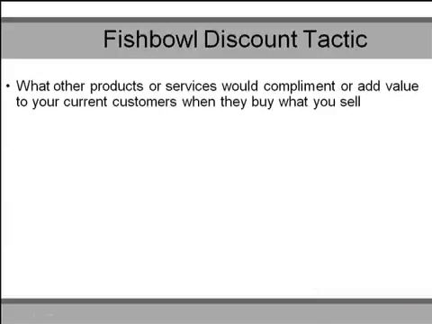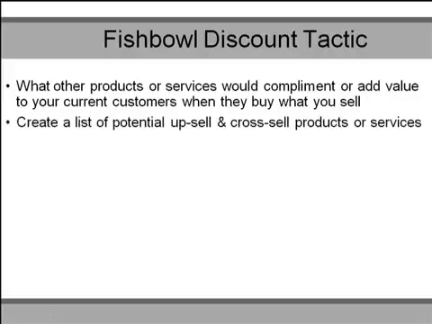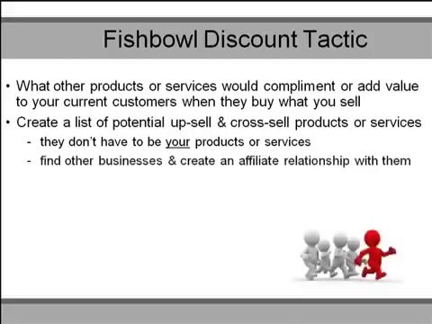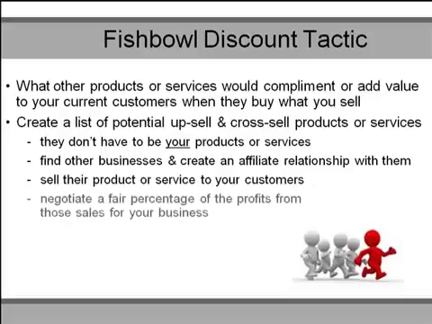Begin by asking yourself what other products or services would complement or add value to your current customers when they buy what you sell. Create a list of potential upsell and cross-sell products or services. And by the way, they don't have to be your products or services. Naturally, it's much better if they are yours, but many businesses today simply don't have complementary products or services. If that's the case, find other businesses that do and create an affiliate relationship with them. Tell them you want to start selling their product or service to your customers and negotiate a fair percentage of the profits from those sales for your business.